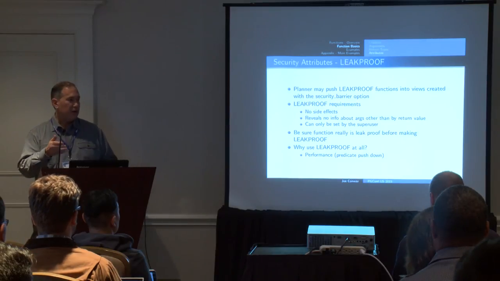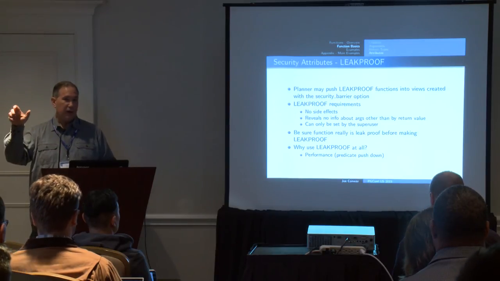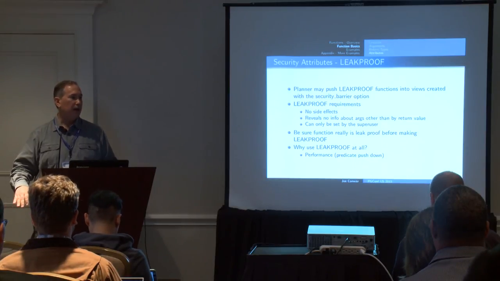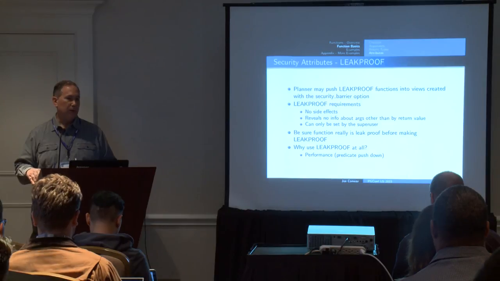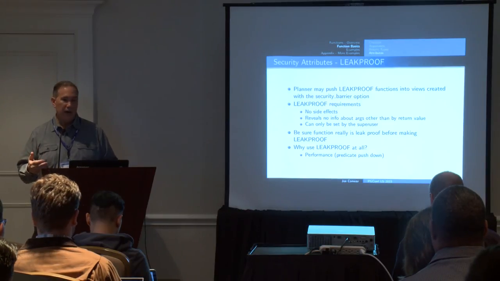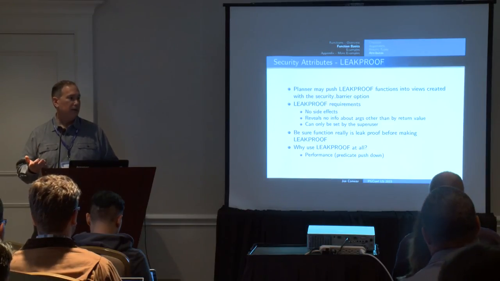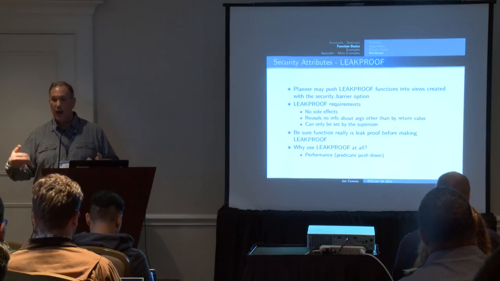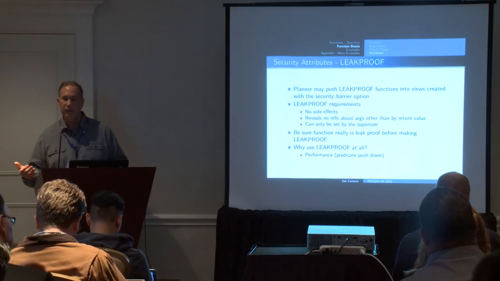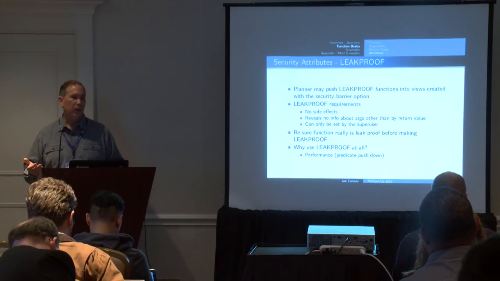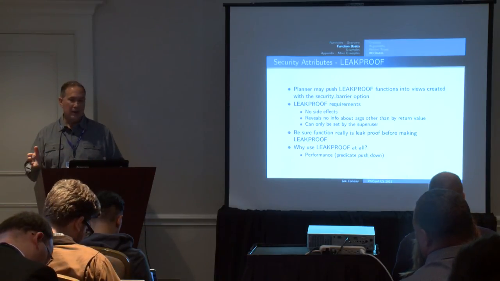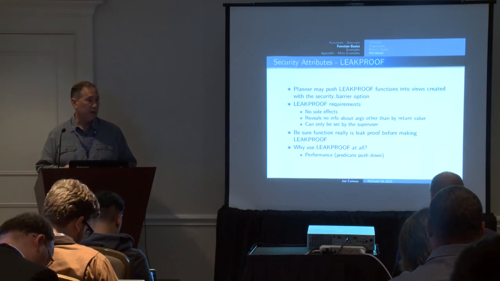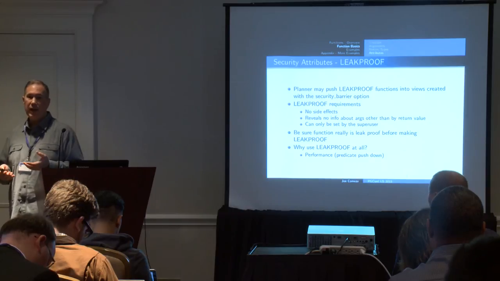If you have a view that's defined as security barrier, then functions will not get pushed down by the planner unless they're marked as leak-proof. And the reason that you might want to do that is because of performance. If you can push the function down as low as possible, which is why Postgres might attempt to do that in the first place, you can improve performance. So if you know that a function has no risk of leaking information, you can define it as leak-proof. But this is one where Postgres is going to trust what you say, so you better be careful.